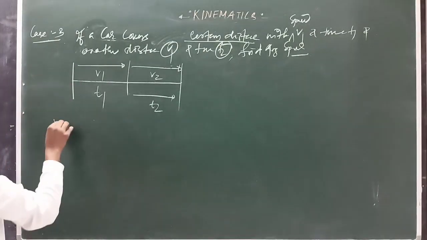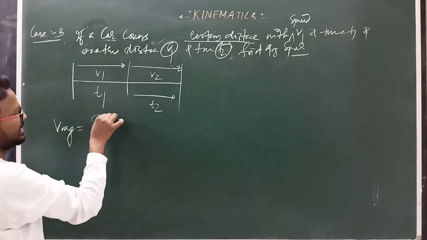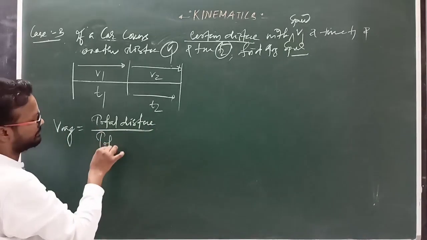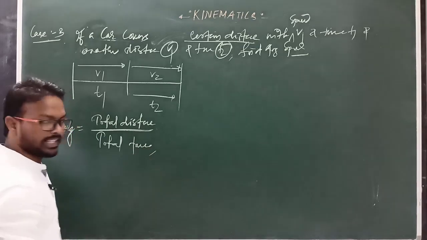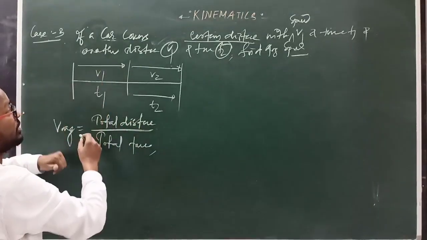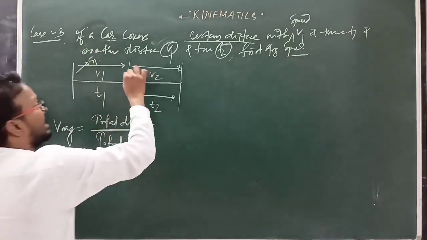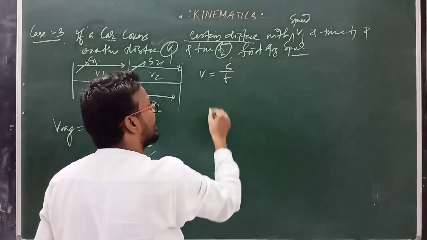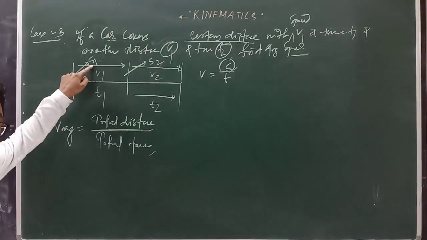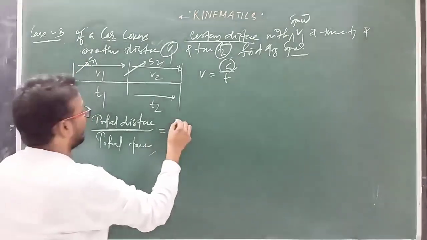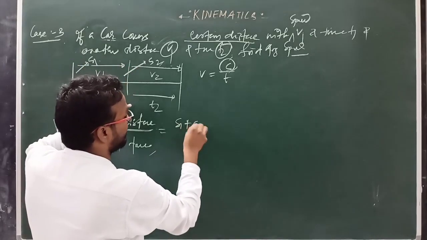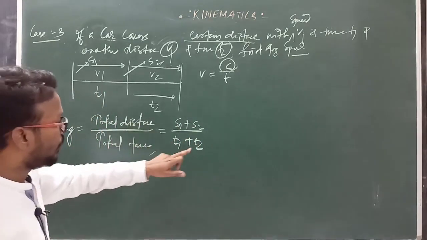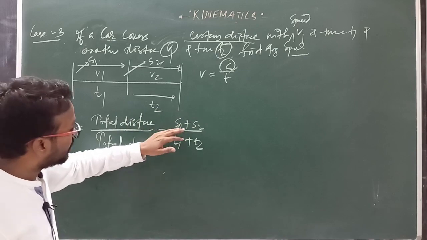So average speed, v average, equal to total distance divided by total time taken. So total distance is needed, but distance is not given here. Suppose this distance I am taking as s1 and this distance as s2. We already know that speed equals distance by time, but distance is an unknown quantity. So first we have to write total distance as s1 plus s2 divided by total time, that is t1 plus t2. But s1 and s2 are unknown physical quantities, so first we have to convert the unknown to known physical quantities.